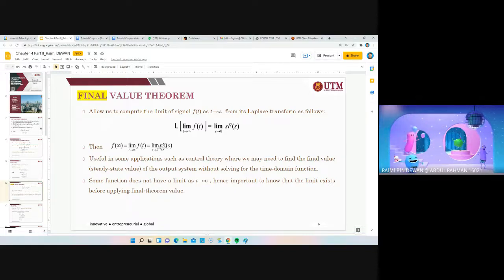You see here sF(s), not F(s) only, but there is an s there. And it's useful in some applications. Some functions do not have a limit as t approaches infinity, hence it is important to know that the limit exists before applying the final value theorem. Some problems don't state the limit as t approaches infinity, so you need to know that the limit exists. And you also need to know whether this one is given with the initial value or the final value theorem.